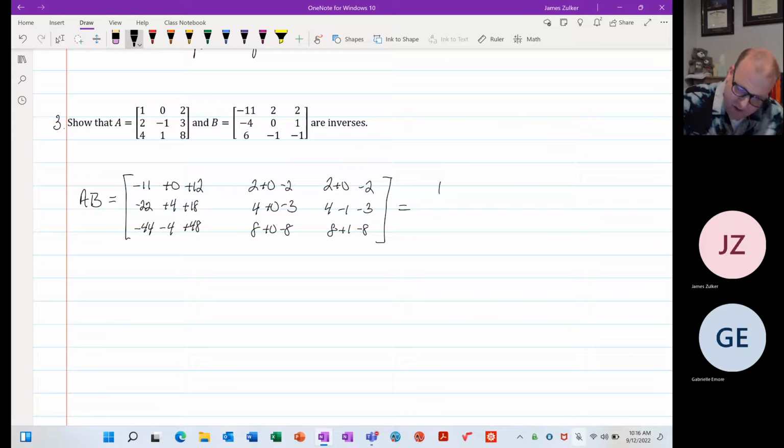Negative 11 plus 12 is 1. 2 minus 2 is 0. 2 minus 2 is 0. Negative 4 plus 18 is 22. Minus 22 is 0. 4 minus 3 is 1. Negative 1 minus 3 is negative 4. Plus 4 is 0. Negative 44 minus 4 is negative 48. Plus 48 is 0. 8 minus 8 is 0. 8 minus 8 is 0. Plus 1 is 1.